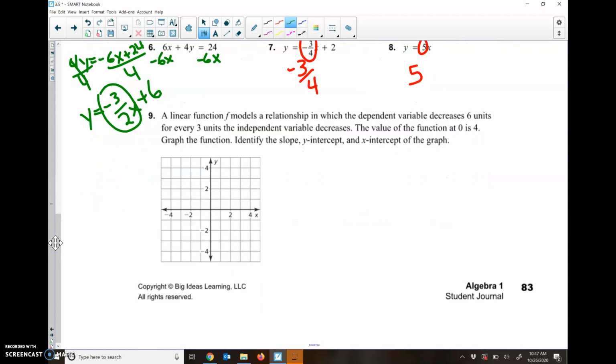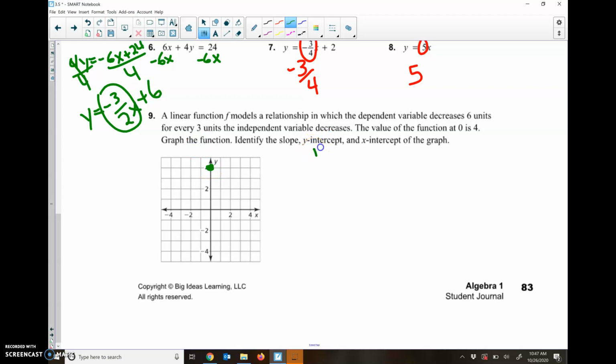All right, number 9. Graph a linear function f that models a relationship in which the dependent variable decreases 6 units for every 3 units the independent variable decreases. The value of the function is 0, 4. And so we need to graph these. All right. So it says it's starting at 0, 4.